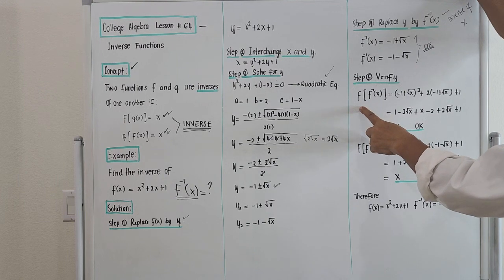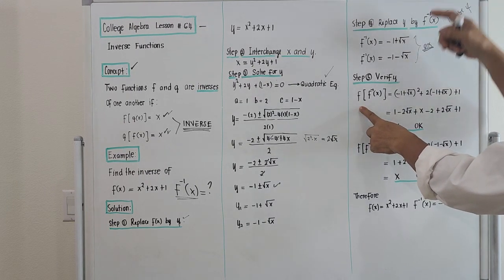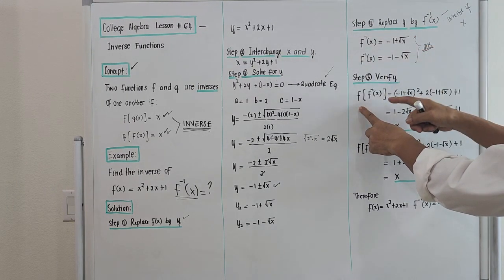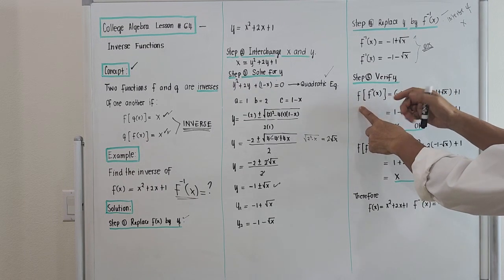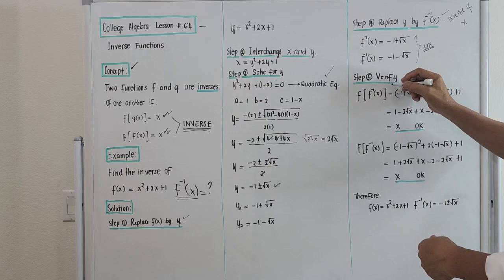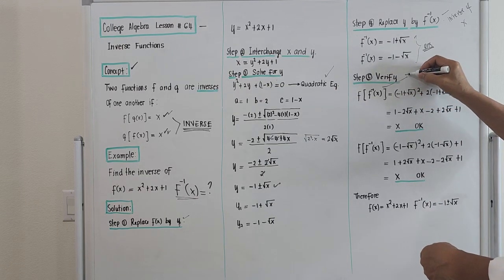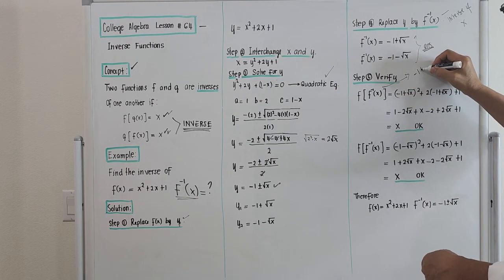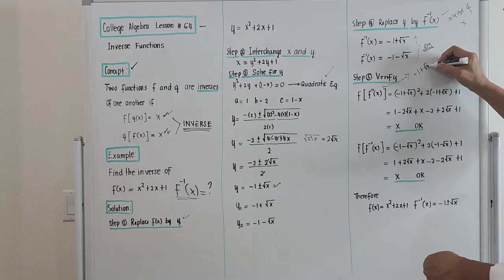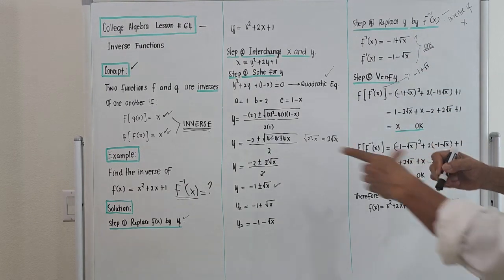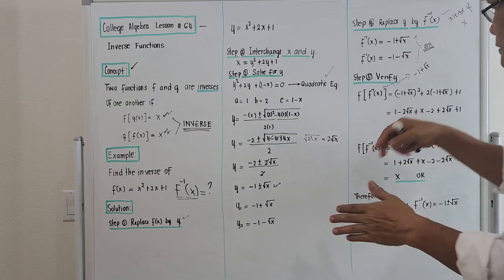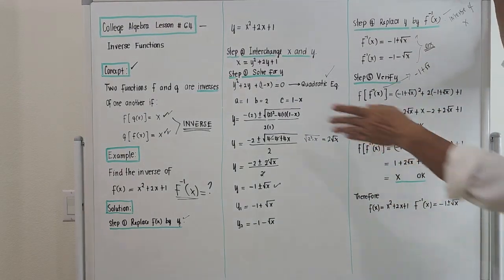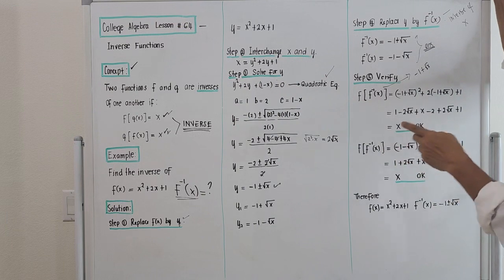The computed inverse is actually negative 1 plus the square root of x. By using the first value, the first value here is actually negative 1 plus the square root of x. So by using the original function of x, substitute the computed inverse function. Okay, that's the meaning of the concept there.